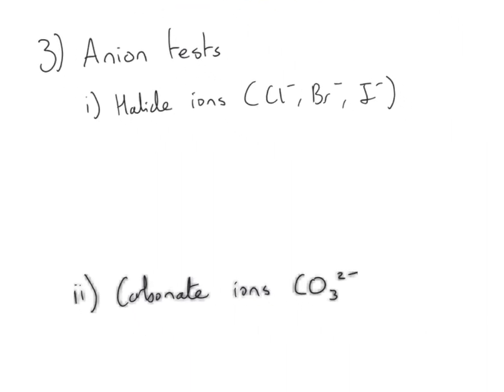We then get to the third part of this, which is the tests for anions. There are three types that you need to know. The first type is halide ions. What you do for this, the procedure is as follows. 1, add dilute nitric acid.